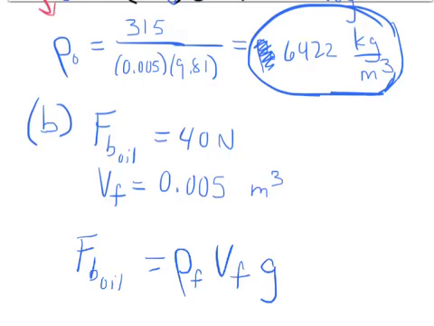Take a look. We know the force of buoyancy in oil. We know this number here. It's 40. We know the amount of volume of oil displaced. It's the same as the volume of the actual object we got earlier. We know g. Rearrange it and just solve for rho F. Solve for the density of the oil. All you're doing is solving for it here.